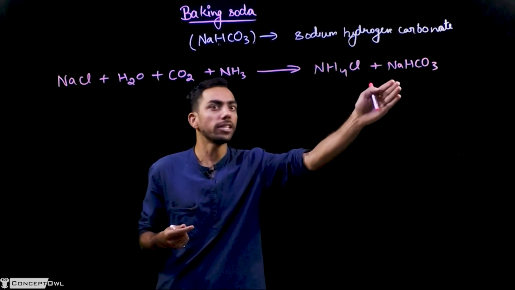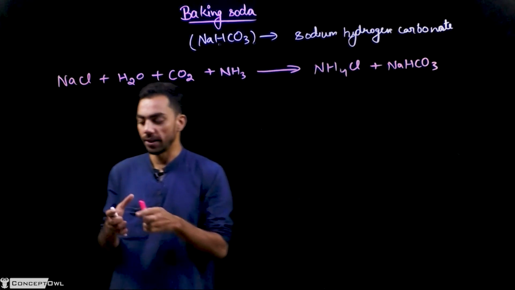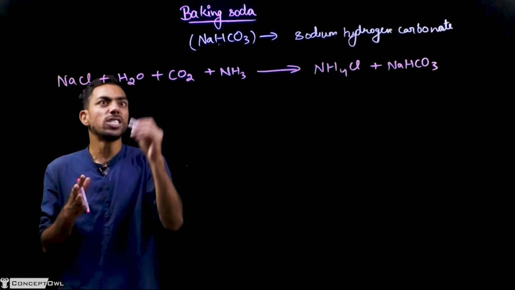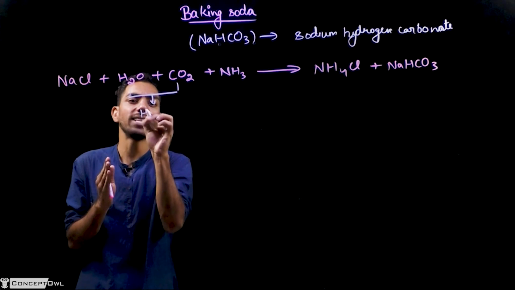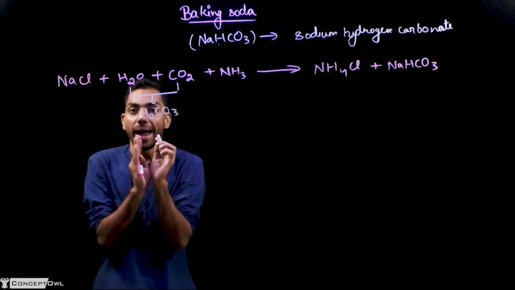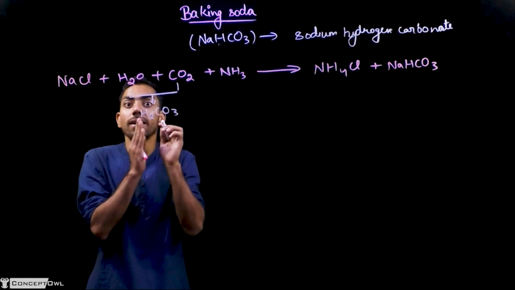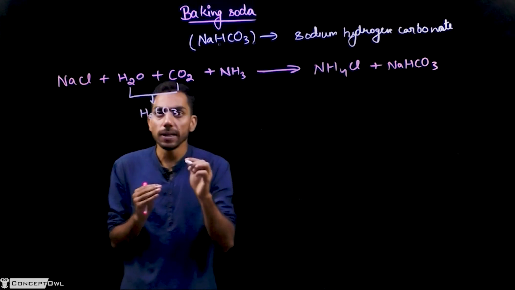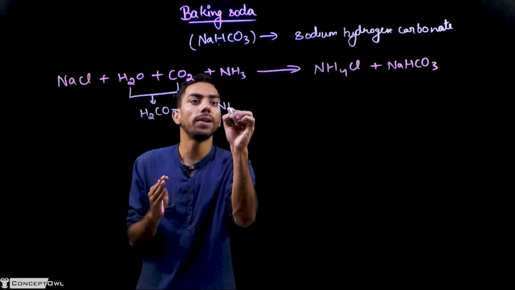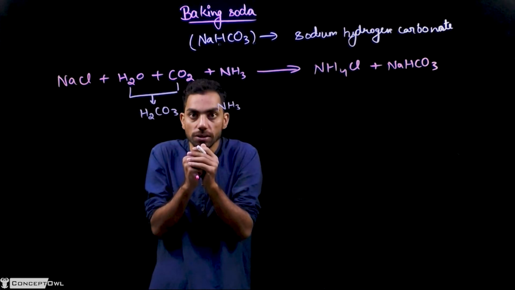Now how are you getting this product? Let's try to understand that. So H2O and CO2 both react and form H2CO3. It's an acid. H2CO3 is a weak acid, and NH3 is a base, so they both will react with each other.